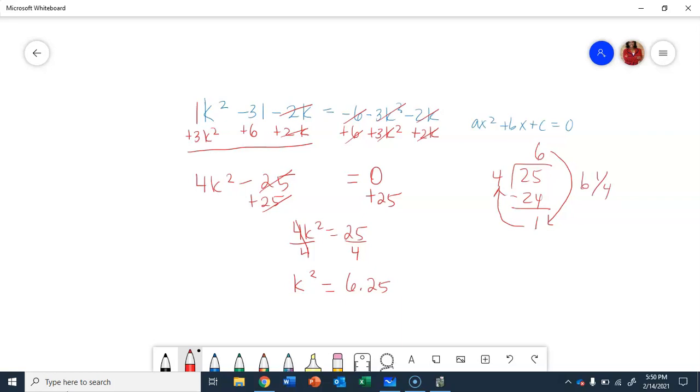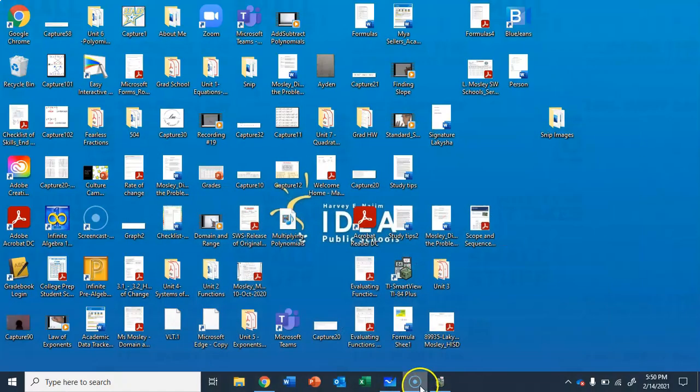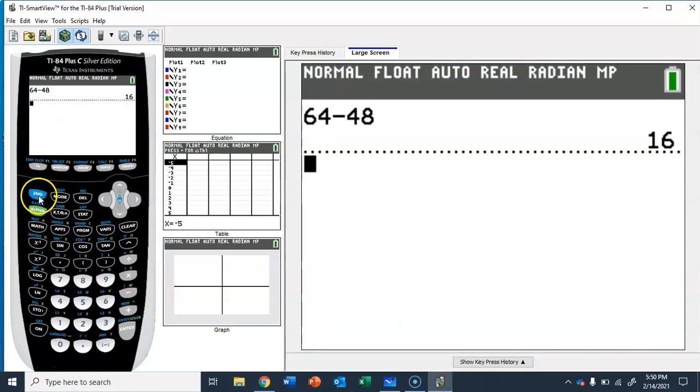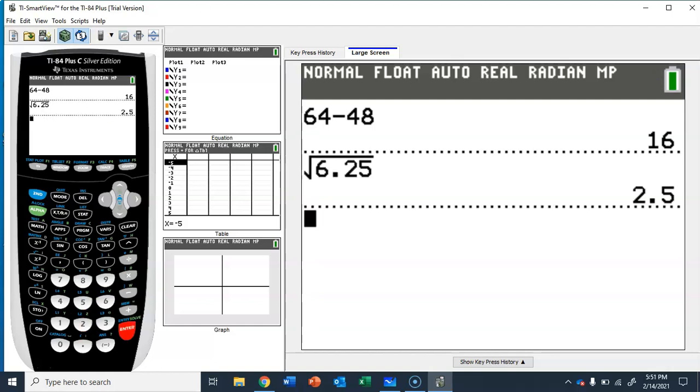Okay, now see how I have k squared? What's the opposite of a square? A square root. So I'm going to take the square root of this side. I'm also going to take the square root of this side. The square and square root will cancel out. So now I just have a k, but I have plus minus the square root of 6.25. So this is where I'm going to go to the calculator and get that answer. If I go to the calculator and say second, hit that x squared button, there's the square root. What's the square root of 6.25? The answer is 2.5.